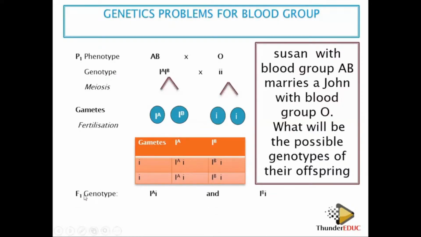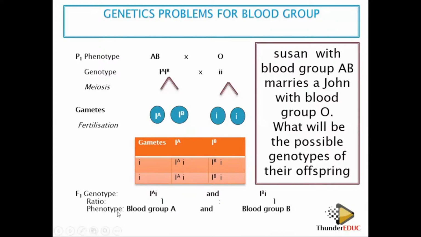So for the F1 generation, the genotypes you're going to have are A i and B i. These are the genotypes of F1. Why not others? Because this and this are the same, so two of them, and this and this are the same, two of them. So basically the ratio is 2 to 2, and when you reduce it, it goes to 1 to 1. So the ratio is 1 to 1.